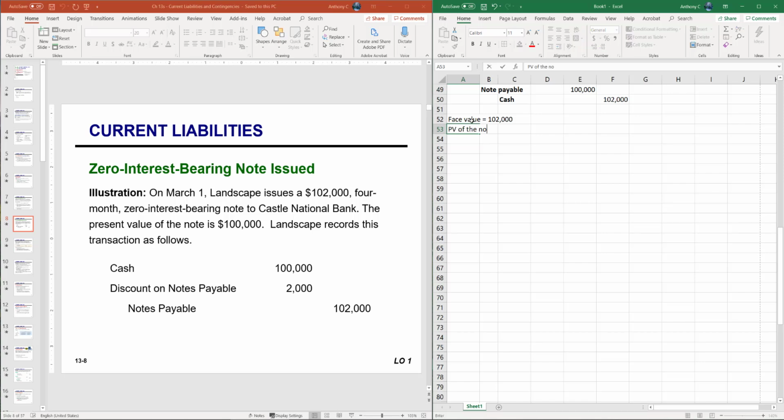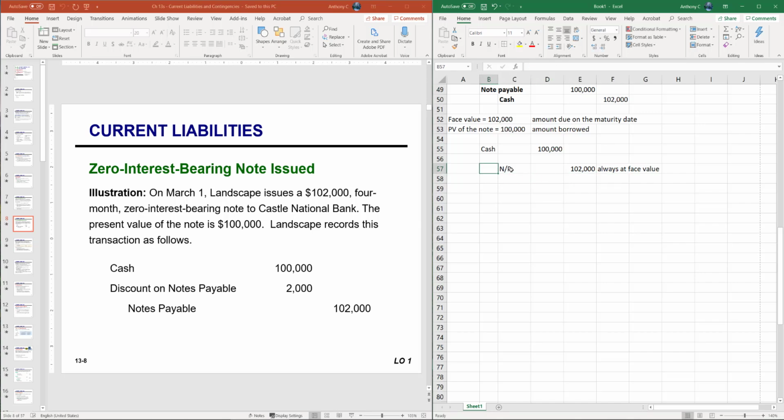Present value of the note is $100,000. So this is the amount that we're actually borrowing. Okay, and again, face value is just the amount due on the maturity date. Okay, so when we first record this, we got $100,000 cash, so debit cash for $100,000. Right, and then your notes payable, always recorded at face value.